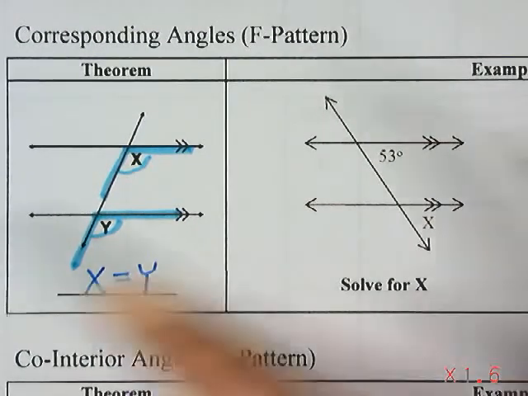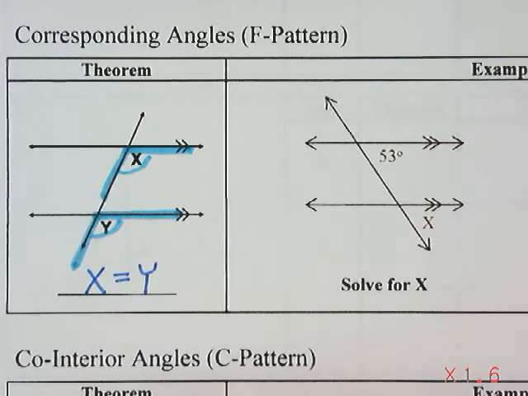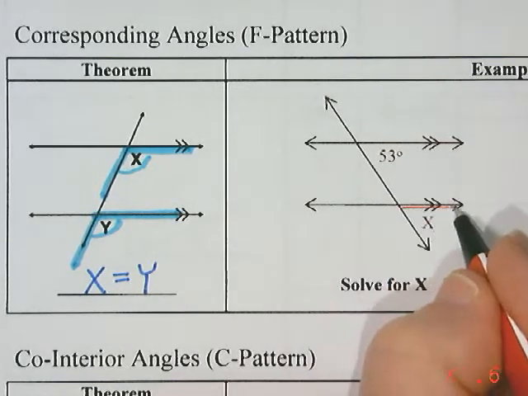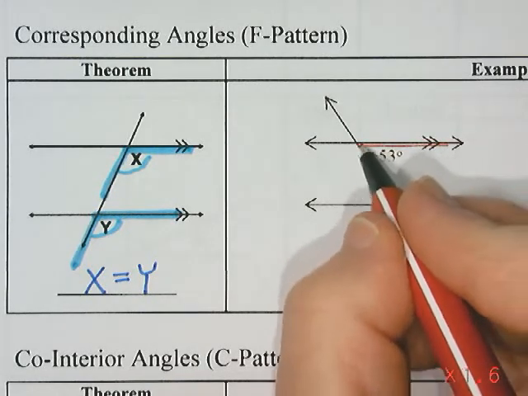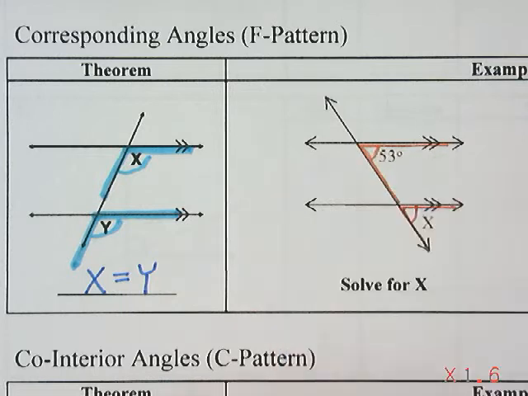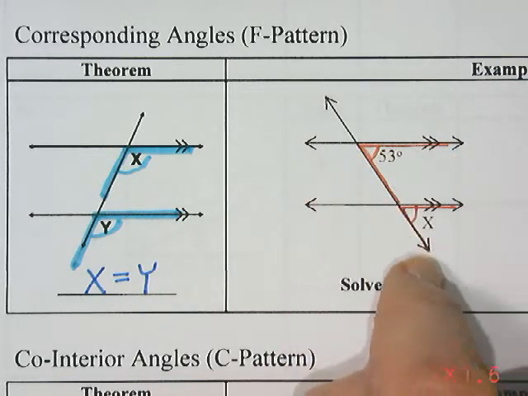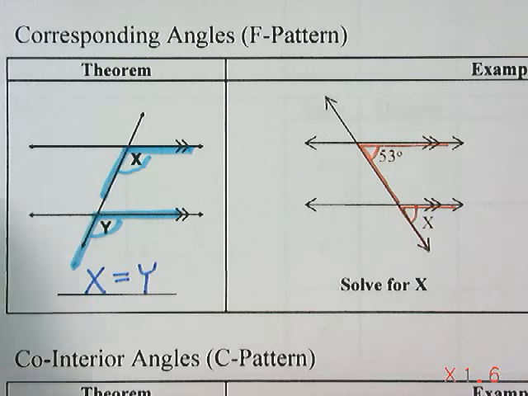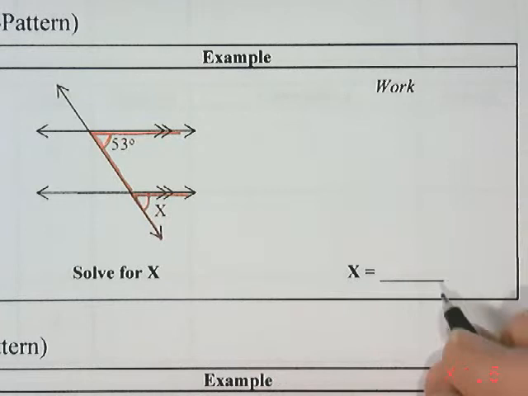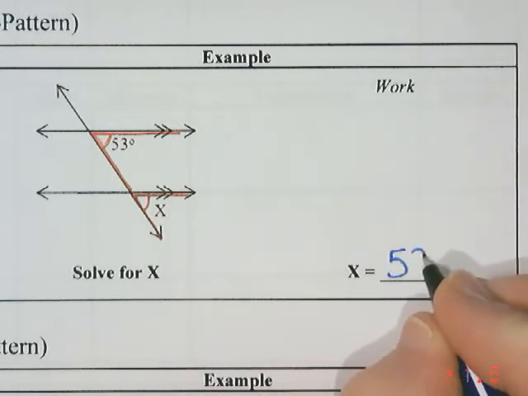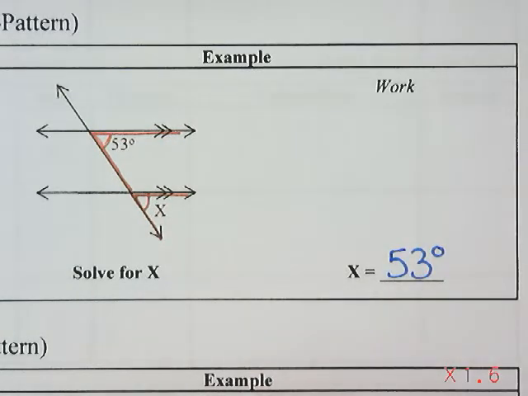Okay, so I'm going to try this example. First thing I notice are the parallel line markings, so I know these lines are parallel. The second thing I do is I trace over the angle I want to find, which is X, and the angle that I know in the question, which is 53, and I see that these 2 parts together make an F. So that means that those 2 angles are equal, so X is just 53 degrees. I do not need to show any work for that.